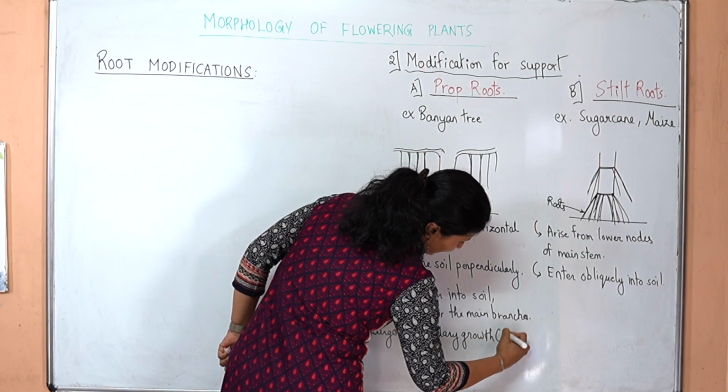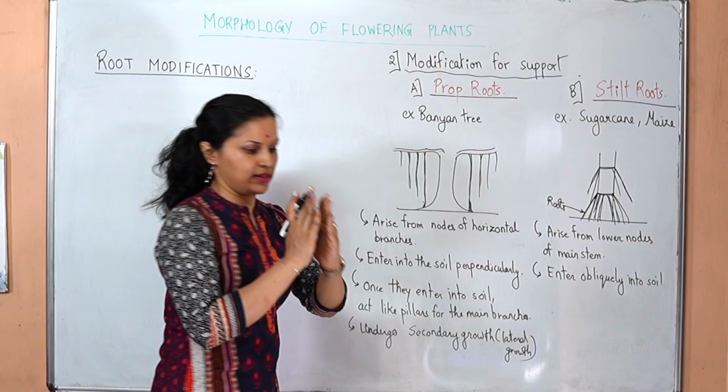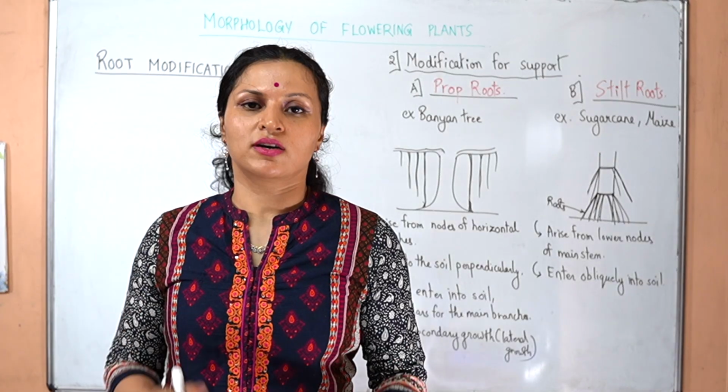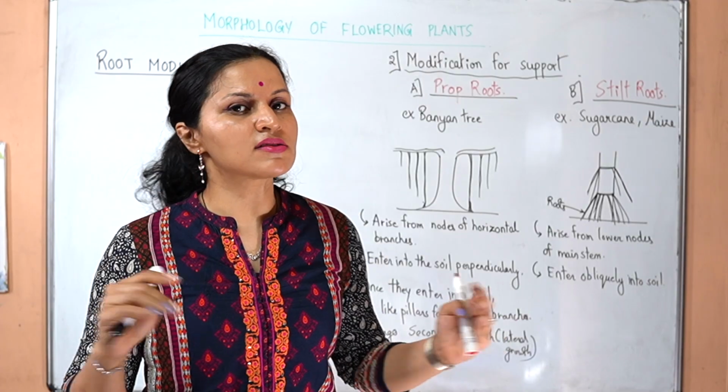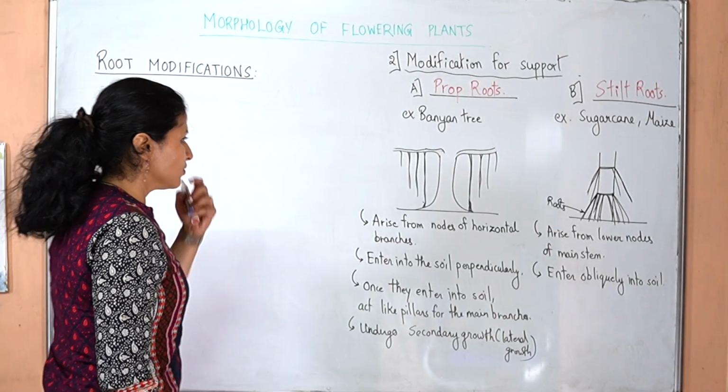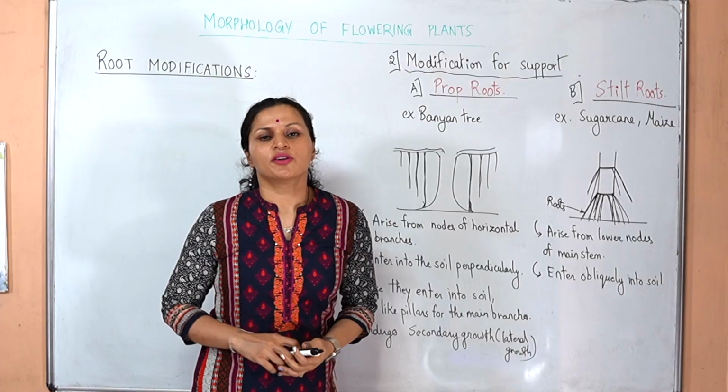Secondary growth means lateral growth, okay? Becoming broad is called secondary growth. Increasing in length is called primary growth. Increasing in breadth is called secondary growth. Important for you. Okay, so that was the second modification, that is modification for support.